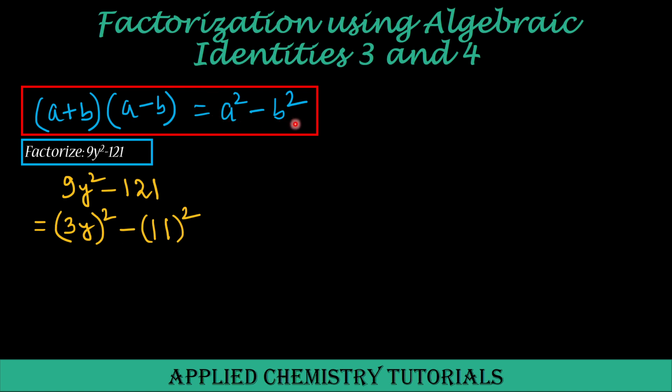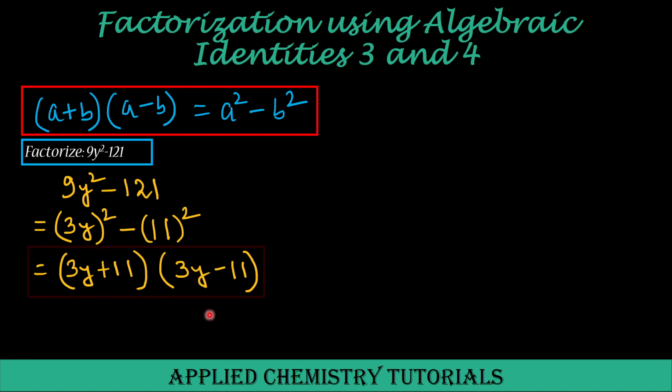So we can definitely rewrite it in the (a plus b) multiplied by (a minus b) format, which equals (3y plus 11) multiplied by (3y minus 11). So this is the factorized form of the given algebraic expression 9y square minus 121.